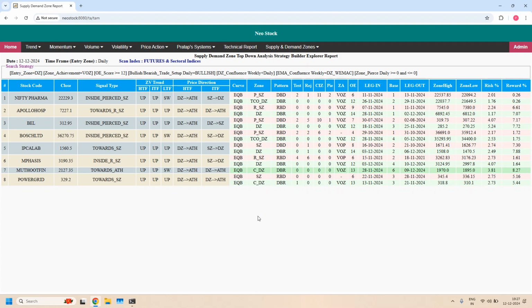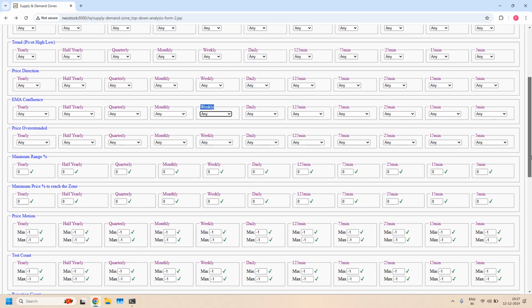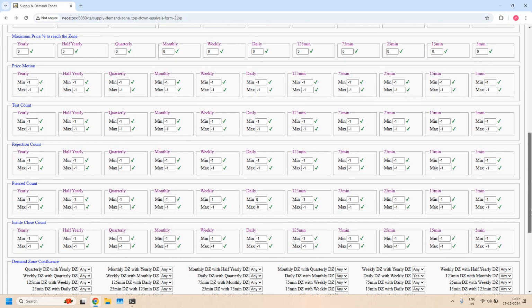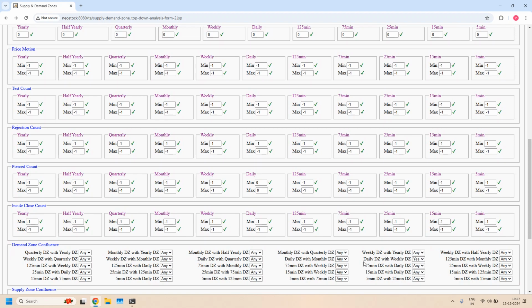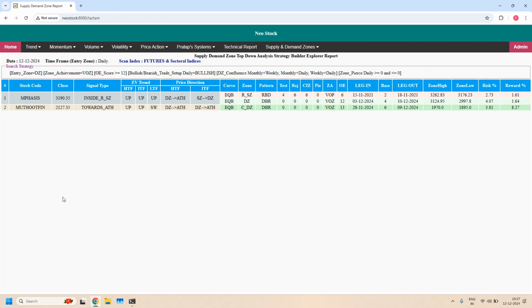Okay, next let us look for LTF, ITF and HTF demand zone confluence. So I am removing this EMA filter. In the demand zone confluence, there are 3 filters we have to set. First filter is already enabled, that is daily with weekly. Next filter, daily demand zone with monthly demand zone confluence. Third filter, weekly demand zone with monthly demand zone confluence. With all the 3 filters enabled, LTF, ITF, HTF zone confluence, we got 2 stocks.